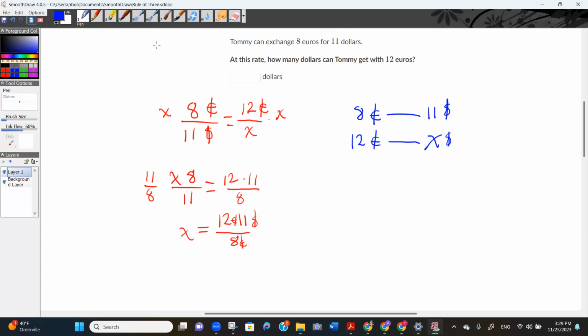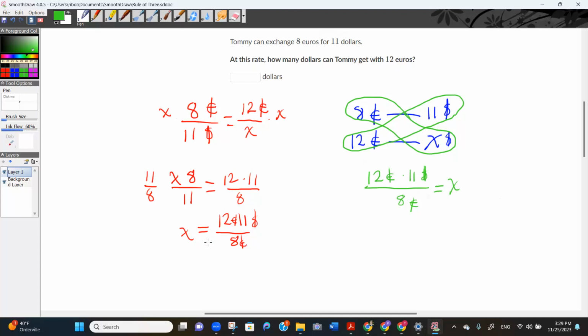And then I do again the cross product like we did in the previous problem. Okay, we always do the same thing, and that is going to tell us basically really fast what do I need to multiply and what do I need to divide. All right, so we have that the cross product that has the two are going to be in the numerator. So I'm going to do 12 euros times $11 divided by 8 euros, and that is going to be equal to X.